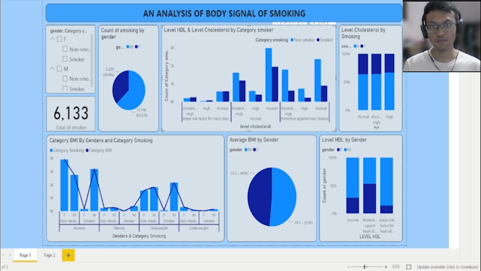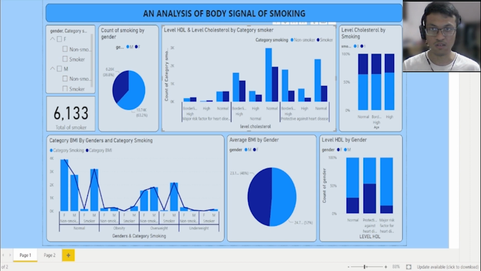Next, we can see the level of cholesterol compared with the category of smoker and non-smoker. For normal level, non-smoker has the most by percentage, followed by smoker. For borderline high level, both non-smoker and smoker have about the same percentage as the normal level. Same goes for high level, but with a slightly increased percentage compared with both other levels. Hence, level of cholesterol correlates with category of smoker. Non-smoker in the high level is the highest, while for normal and borderline high, there is not much difference between the categories of non-smoker and smoker.